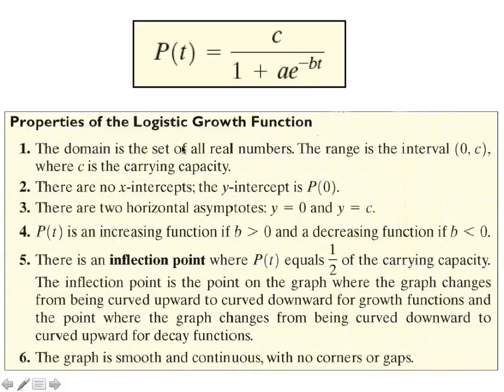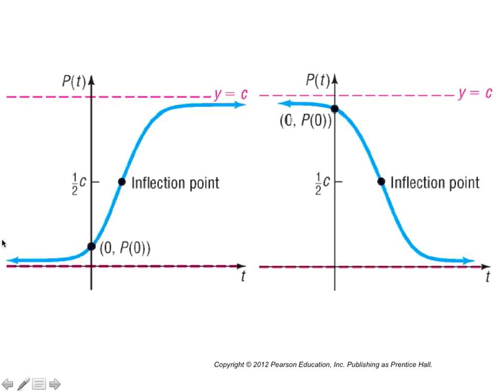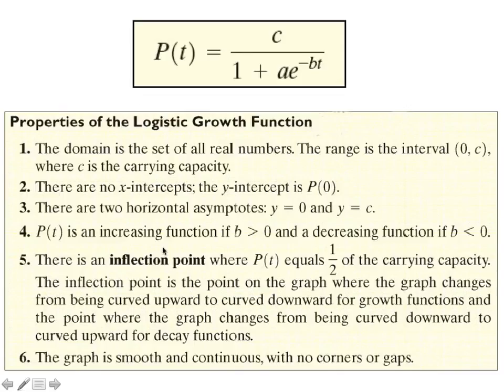So let's look at some of the properties here. The domain is going to be the set of all real numbers. The range is going to be the interval from 0 to c, where c is called the carrying capacity. Okay, so it's the maximum amount. There aren't going to be any x-intercepts, but the y-intercept is going to happen at P of 0. There are going to be two horizontal asymptotes that we can see. If we go back, we have y equals 0 as one of the horizontal asymptotes, and then y equals c is the other. It's going to be increasing if b is greater than 0 and decreasing if b is less than 0. There's going to be an inflection point where P of t equals 1/2 of the carrying capacity.